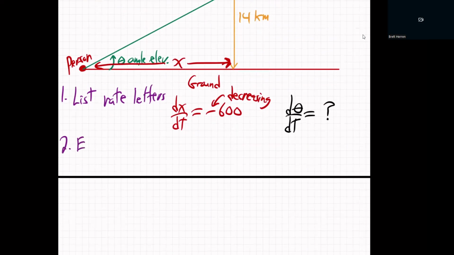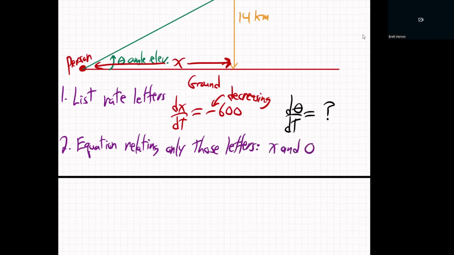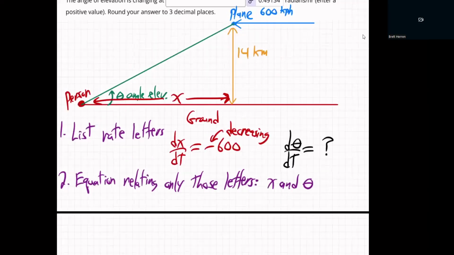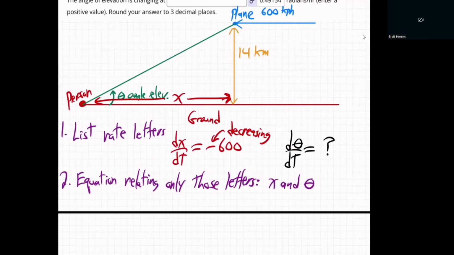Write an equation relating only those letters. No other letters, just those. You have numbers, but no others. x and θ. So we want some kind of equation connecting x and θ. And then numbers are fine, but no other letters. Well, I think you know.